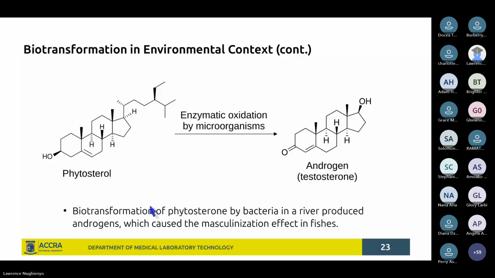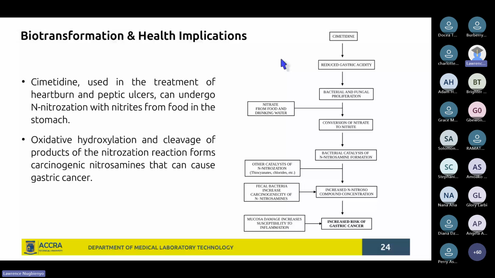All right. Now another thing, we can talk about this cimetidine. That's a drug which is used for the treatment of heartburns and some peptic ulcers.